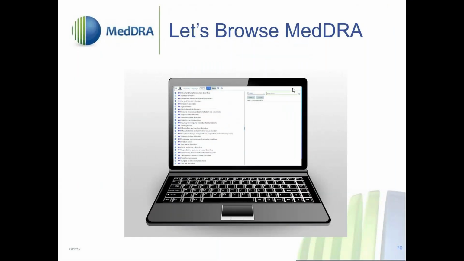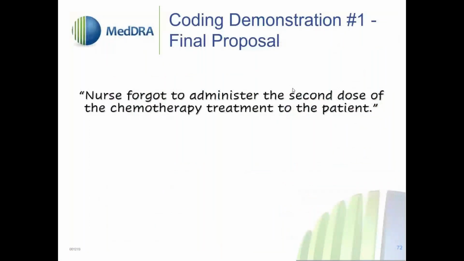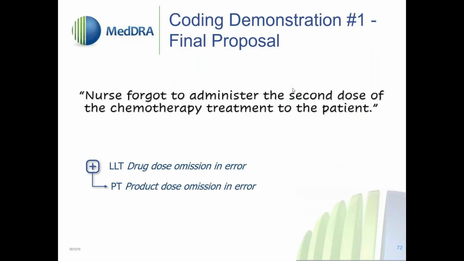So here we are. This is a reminder of what we just saw. The correct term selection is drug dose omission in error under PT product dose omission in error. Most of you voted for this term, so well done.